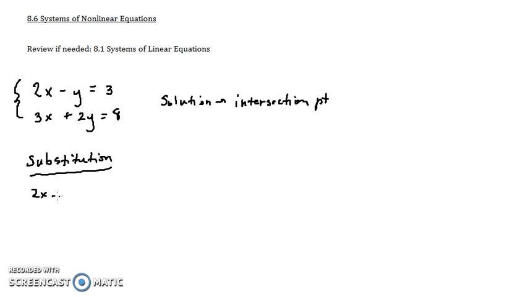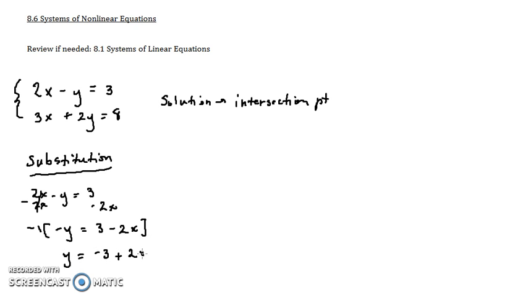So let's take 2x minus y equals 3 and solve for y. We're going to move the 2x to the other side. We get negative y is equal to 3 minus 2x. And then we're going to multiply this whole thing by negative 1. And we get y is equal to negative 3 plus 2x. So we isolate one of the letters, and then we're going to take this y and plug it into the other equation.